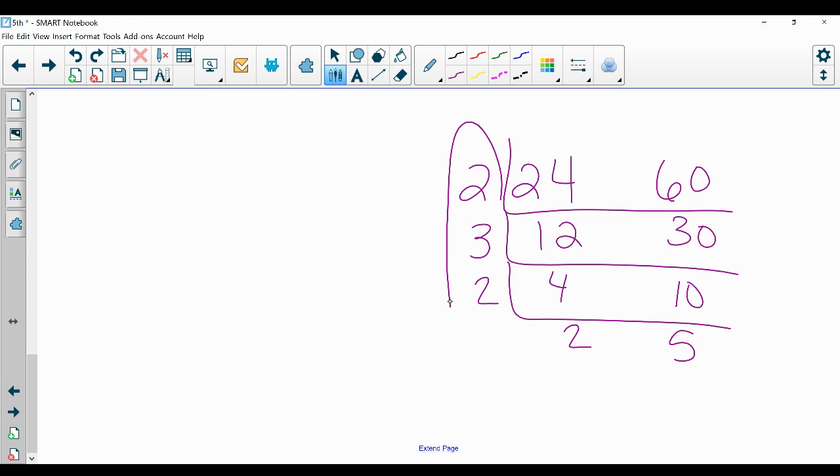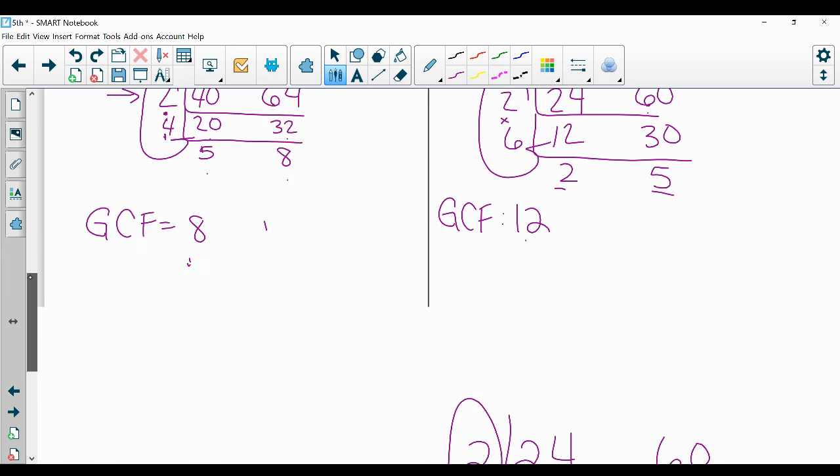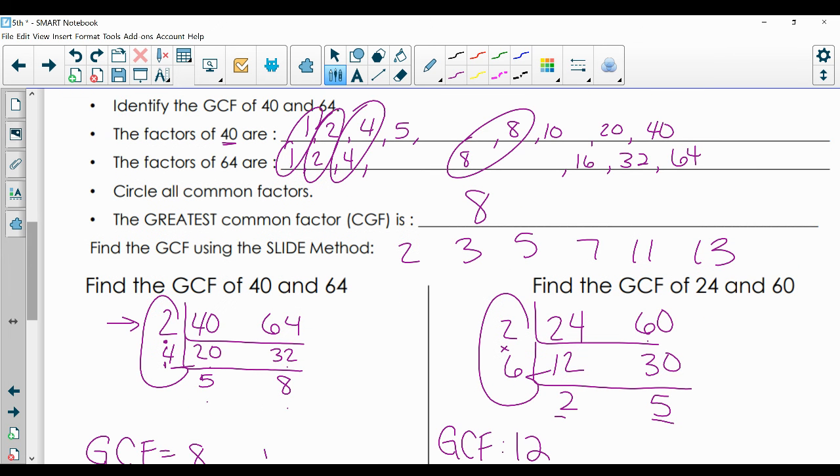3 times 2 is 6. Multiply everything inside the G. 2 times 3 is 6. 6 times 2 is 12. You get the same answers. Okay? The more you do it, it is fun. I enjoy it. It's fun.